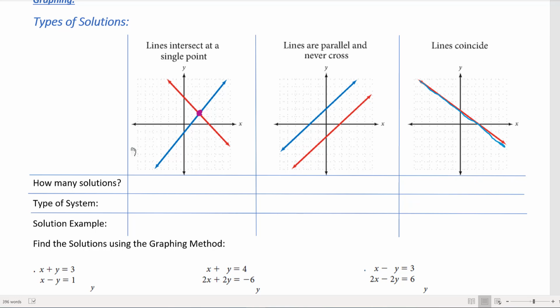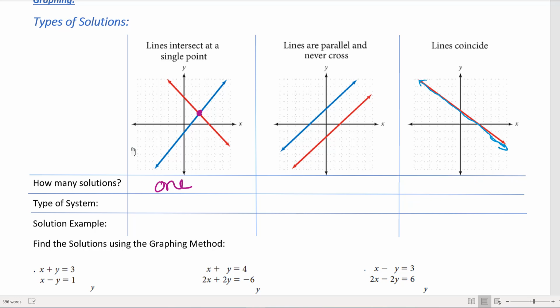So there's like a red line and a blue line right on top of each other, so that you can't actually see both of them at the same time. That means they're the same line. They may have different equations, but they're going to be the same line in the end. So if you have the first example where you have the blue and the red line intersecting at one single point, how many solutions do you have? Well, you only have one solution.